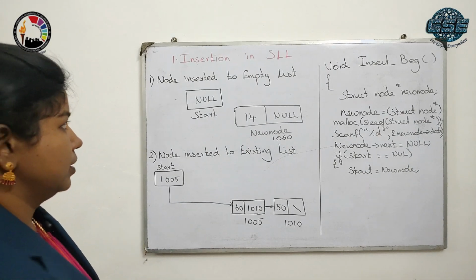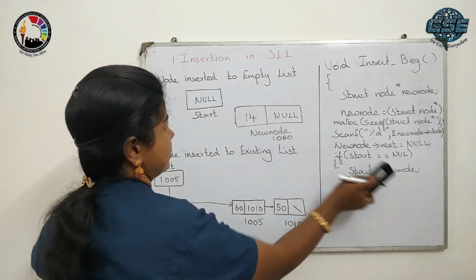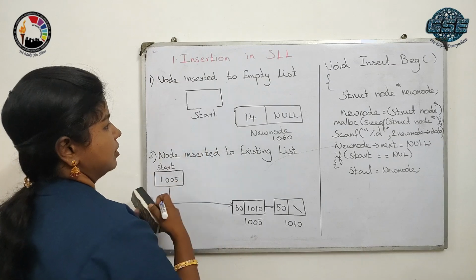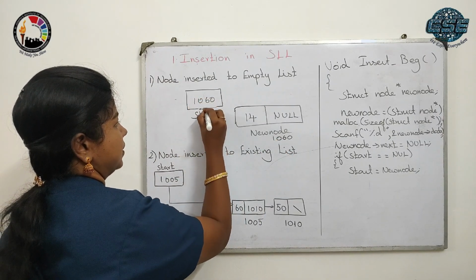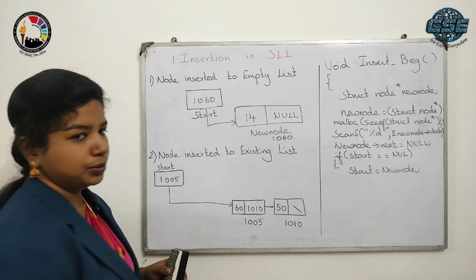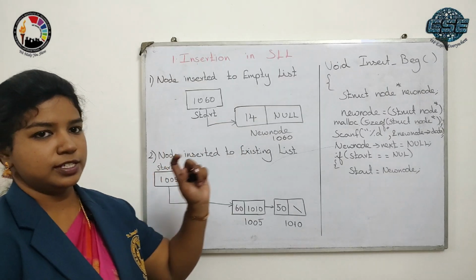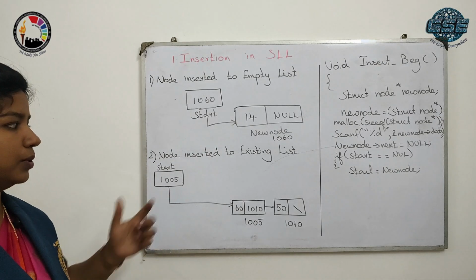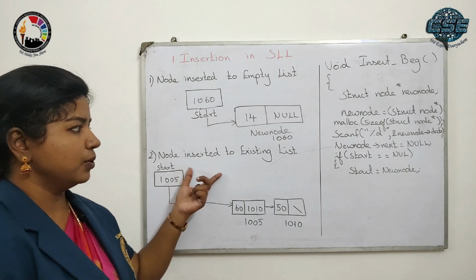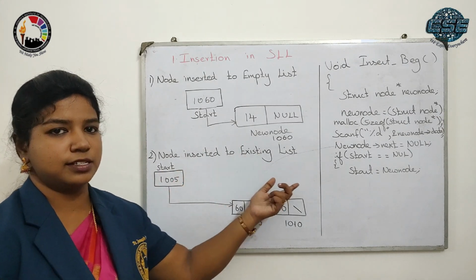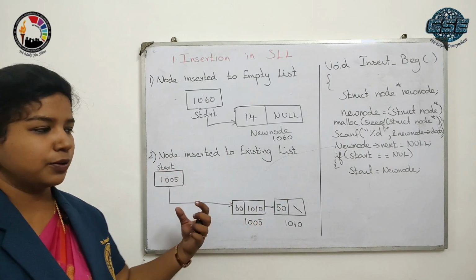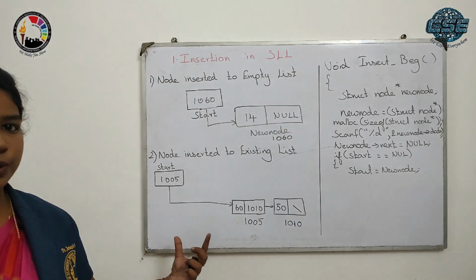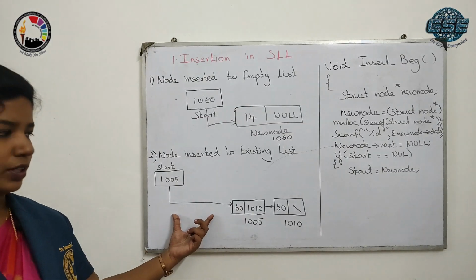So if you write start is equal to new node, the start will get the address of new node. So here you will have the address of new node and you will have a link from the start to new node. So this is the first case where the start is equal to null. The second case is the node is inserted to the existing list. So already we have a linked list. In this linked list we are going to create a new node and insert it at the beginning of your linked list.